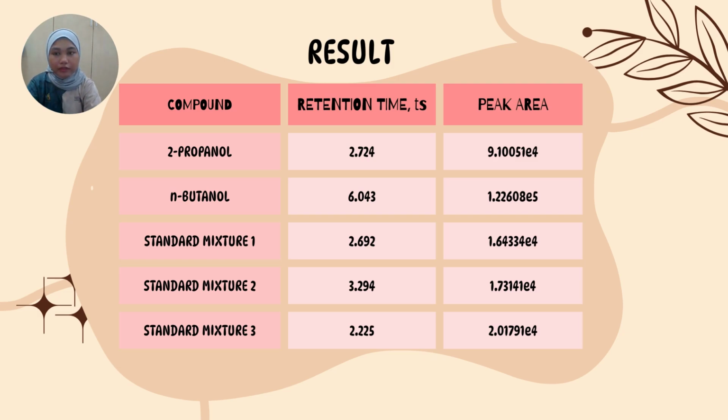So how do we identify the peaks in an unknown gas chromatogram? To identify peaks in an unknown gas chromatogram, we compare their retention times with those of known standards run under identical conditions. Gas chromatography separates compounds based on volatility and polarity.